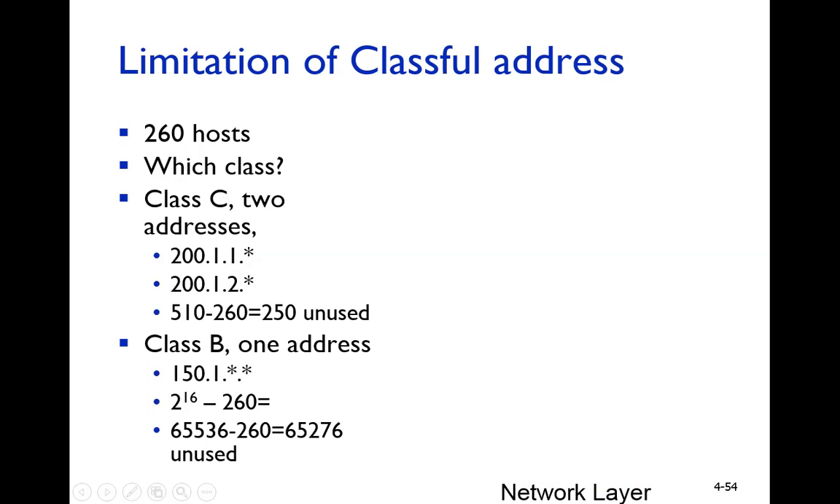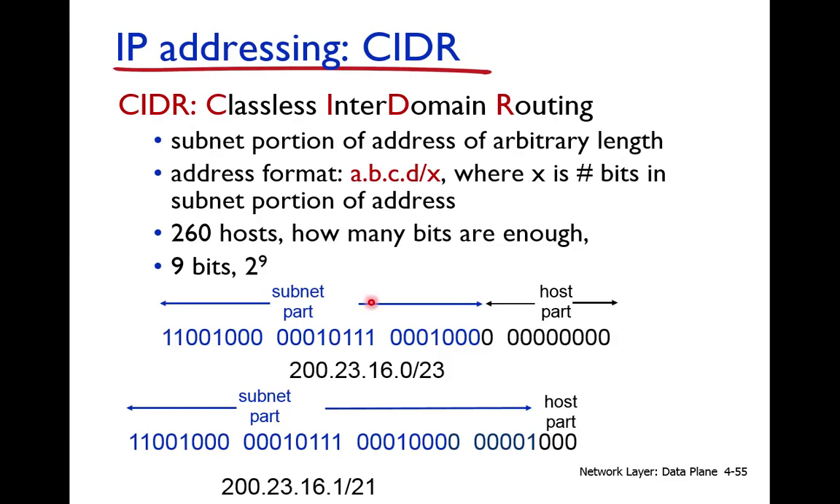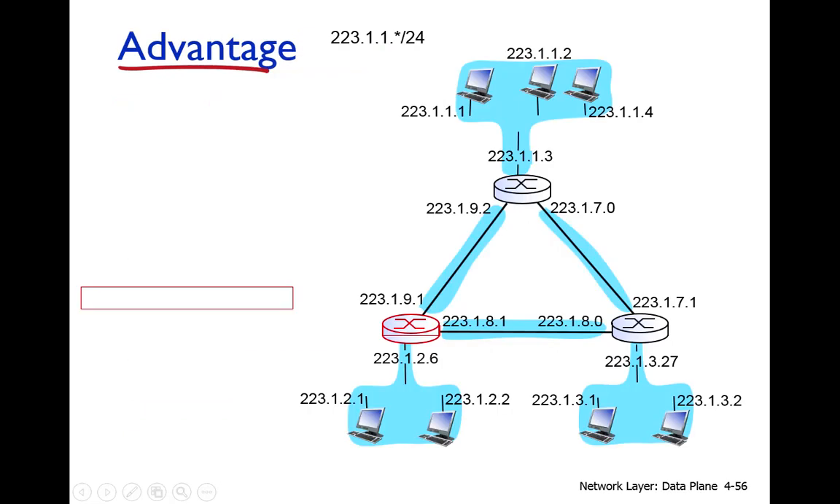But with the classless addresses, we must explicitly specify, by using the slash 23 or slash 24 value, that the first 23 bits are the network part, or the first 29 bits, or the first 21 bits are network part. So with classless addresses, we have to specify the network mask explicitly, and the network bits are specified by using the slash value. Okay. Now we are going to discuss another advantage.